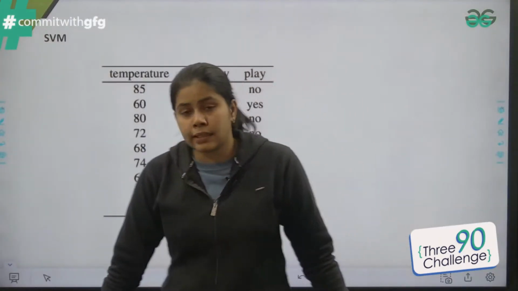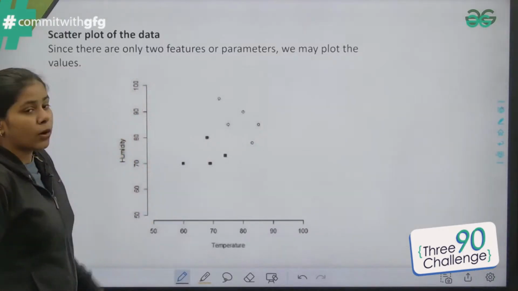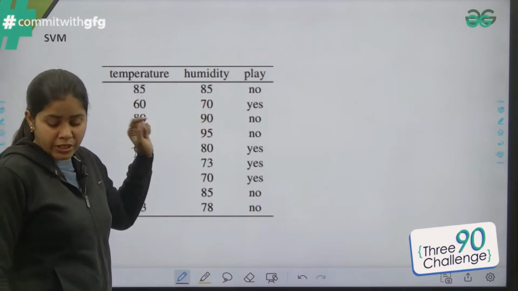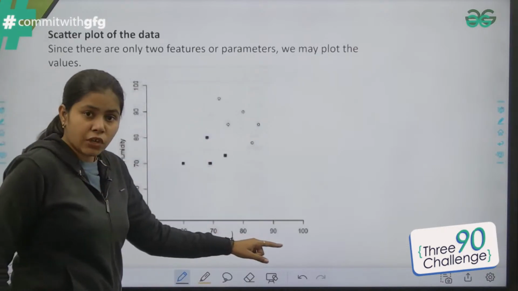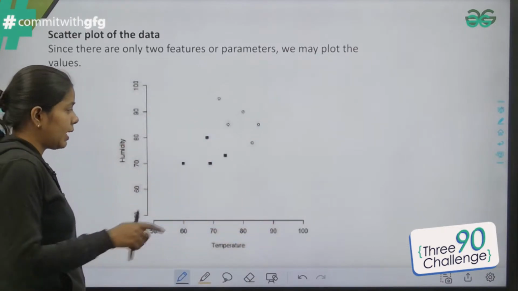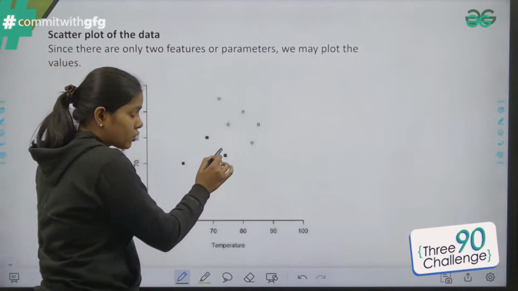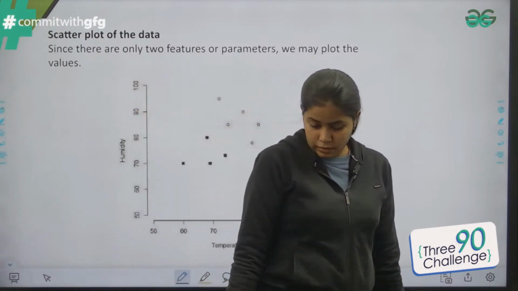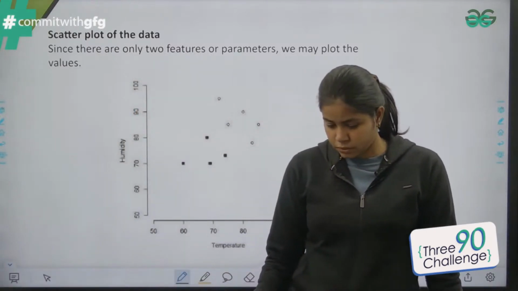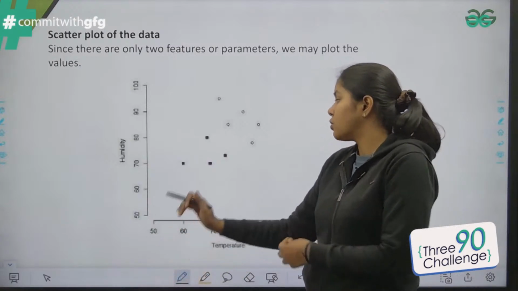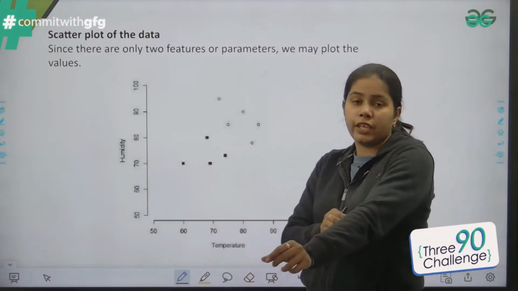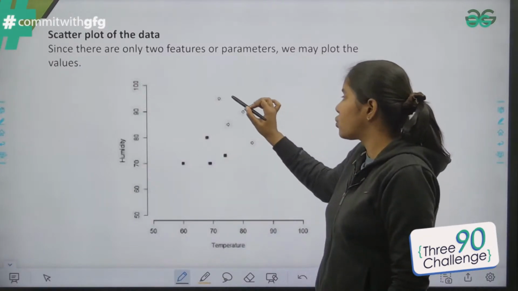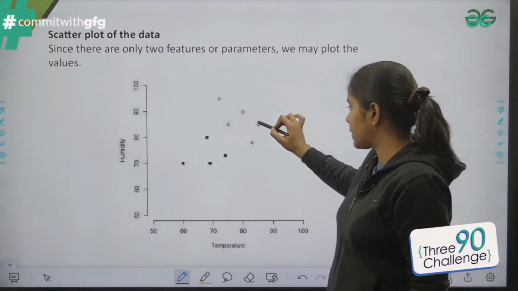Now let's see if I plot this data set, a scatter plot of this data. If I have the columns temperature and humidity, and I plot temperature on the x-axis and humidity on the y-axis, then I'll get this plot. These black dots show that the person is going to play tennis, and these circles show that we are not going to play tennis, if this is temperature and this is humidity.